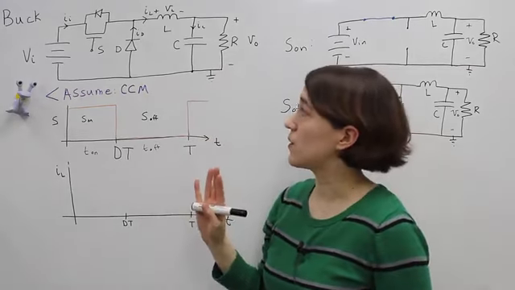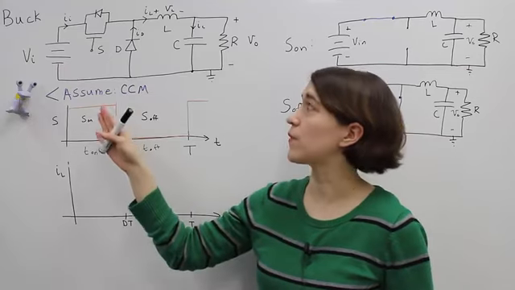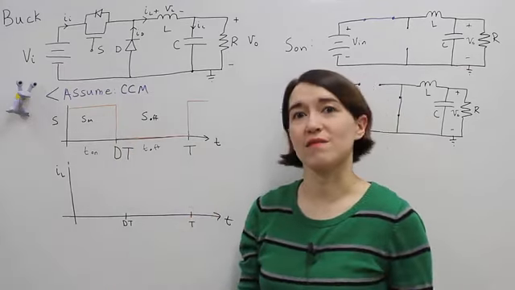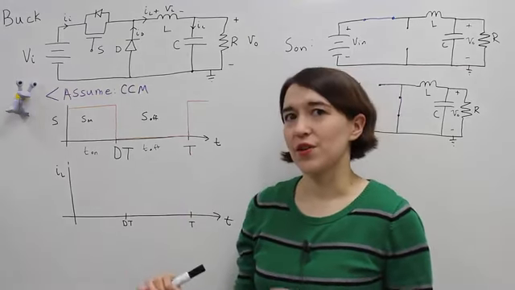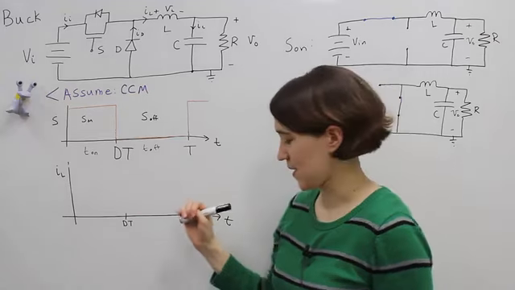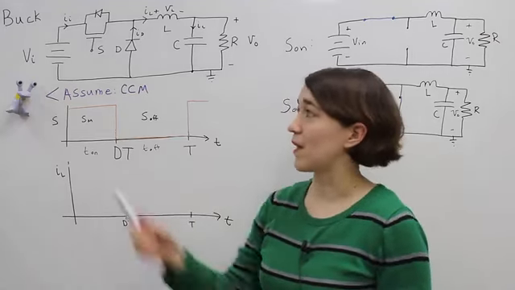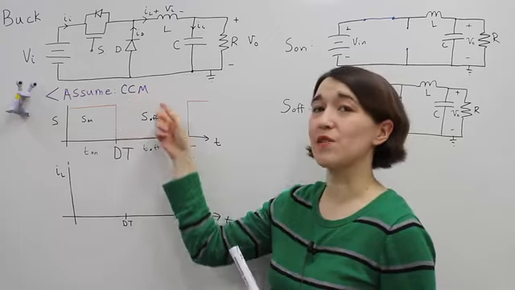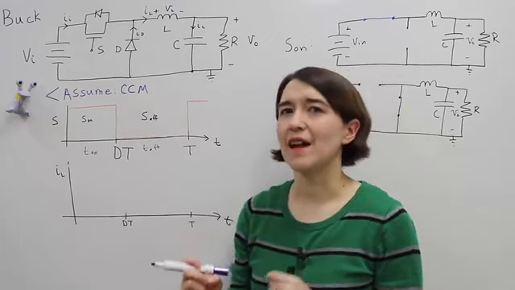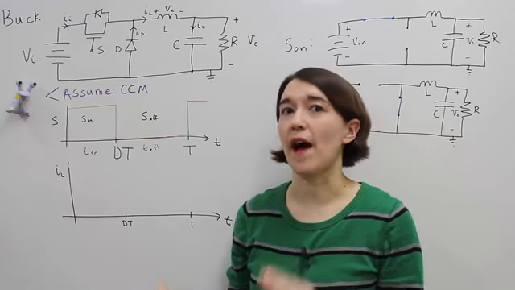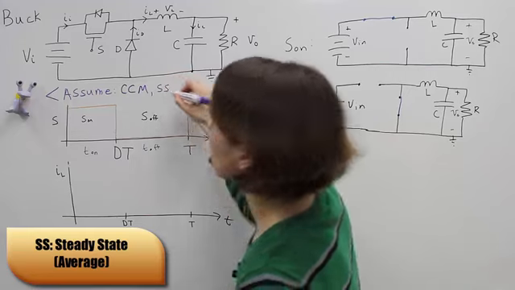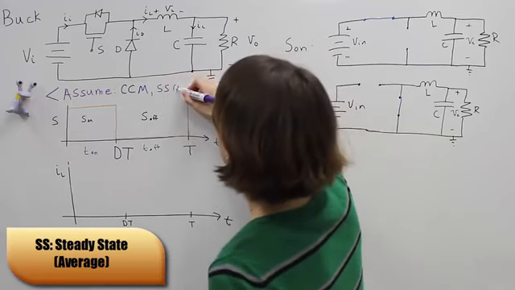So to get the relationship between the input voltage and the output voltage, we need to derive some sort of equation. First, we need to make a few more assumptions. So we are going to say we are assuming we're in continuous conduction mode. We are also going to assume that we are in steady state operation in terms of the average value. So here we'll put SS, steady state, average.